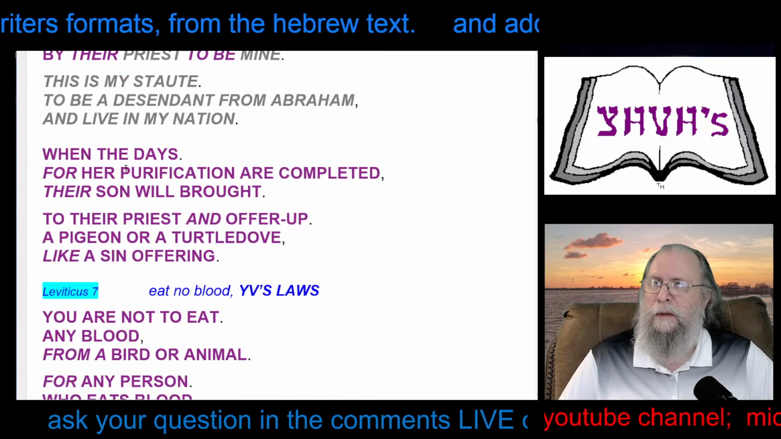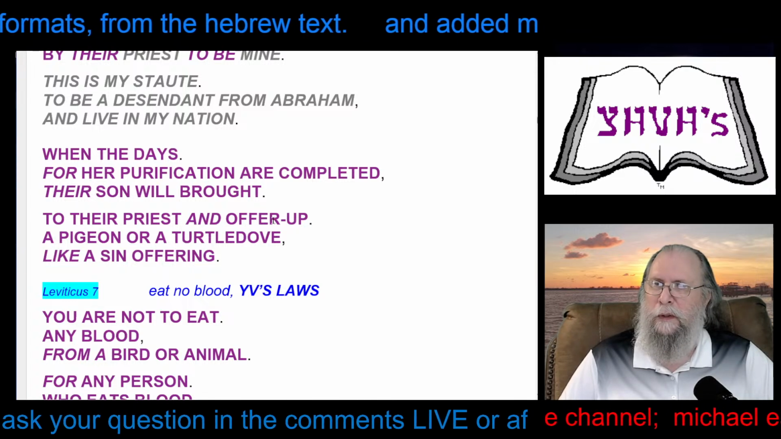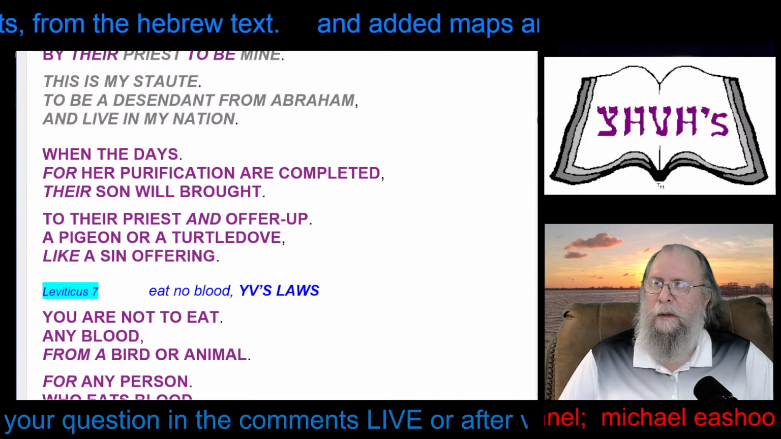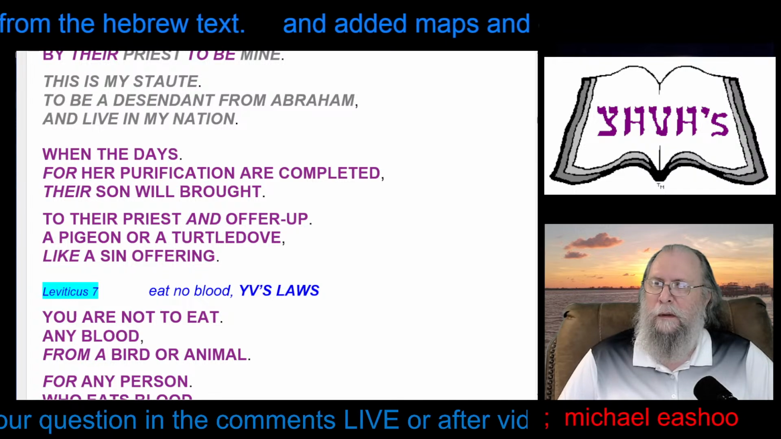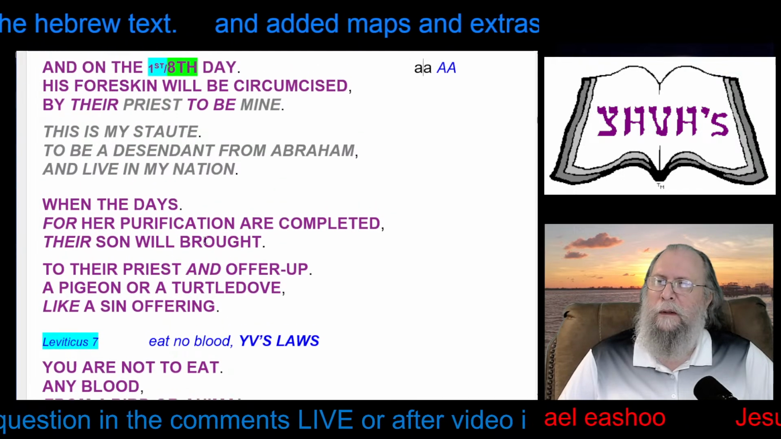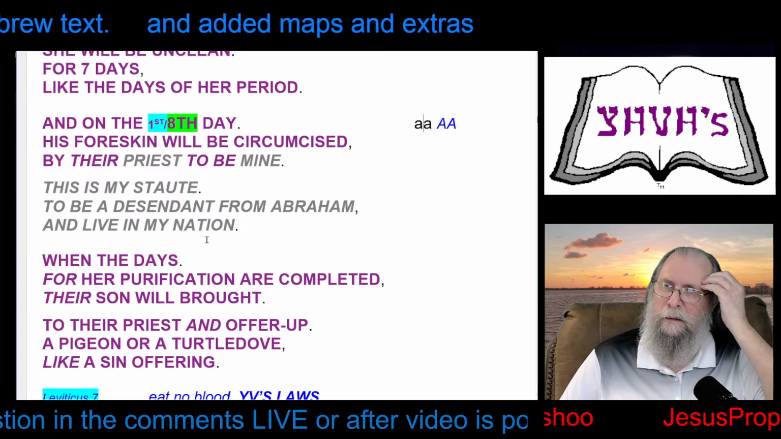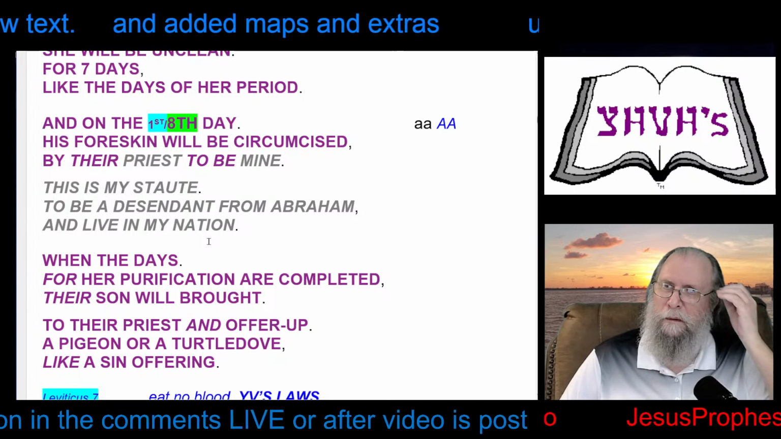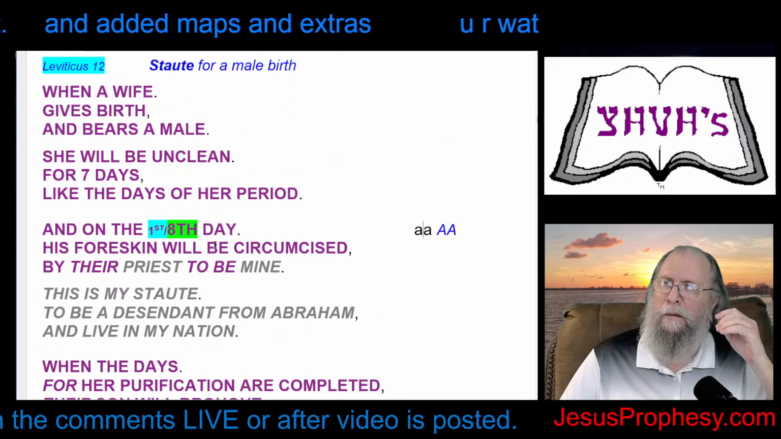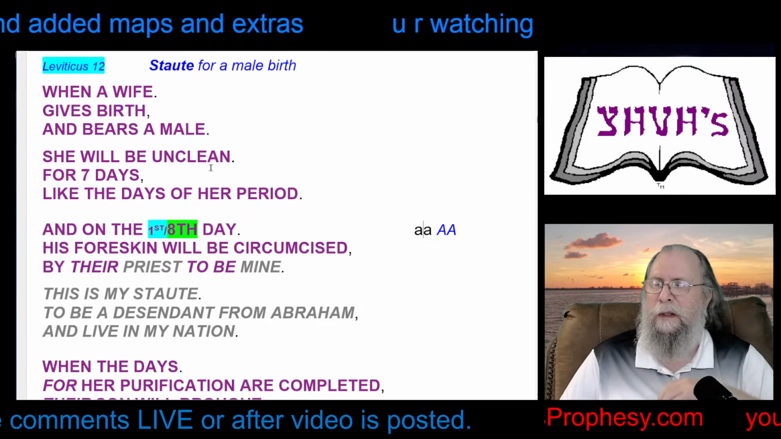Okay, when the days for her purification are completed, their son will be brought to the priest and offer up a pigeon or a turtle dove like a sin offering. Like a sin offering, that means it has to be offered up on their altar. Yes, she has to be unclean for 7 days. Then she can appear to have this done on the 8th day.